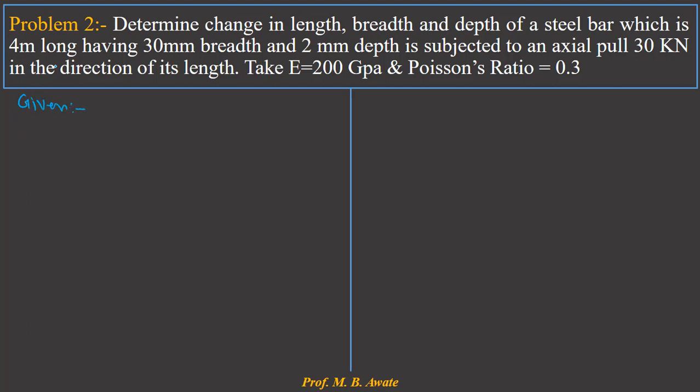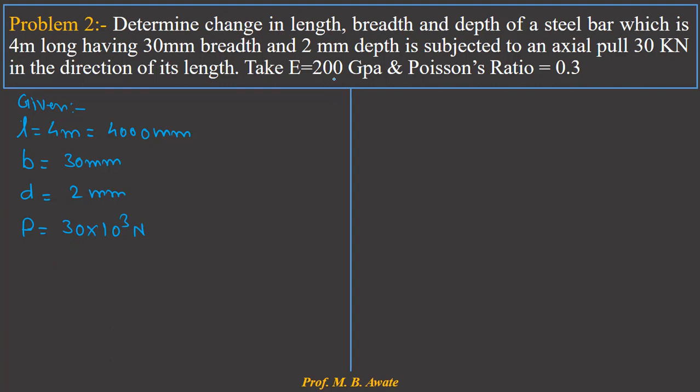See here, the dimension of a steel bar has been given. It is having a length of 4 meter. So L is equal to 4 meter, that is equal to 4000 millimeter. Again, the breadth is given. B is the breadth, which is having dimension of 30 mm. Depth is given, which is 2 mm. And this has been subjected to an axial pull force of 30 kilonewton. So 30 into 10 raised to 3 Newton. I have converted the kilonewton into the Newton.